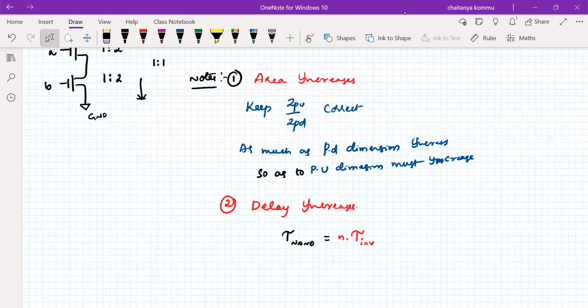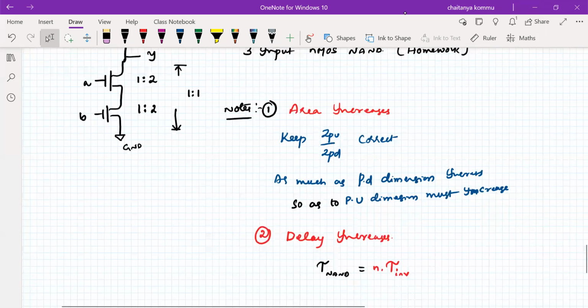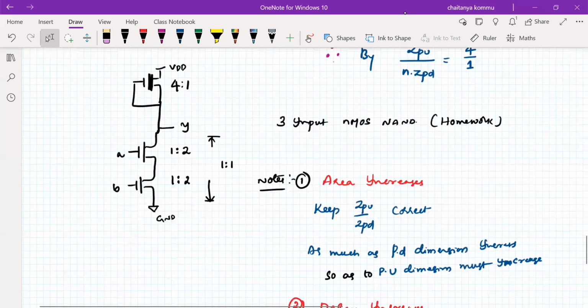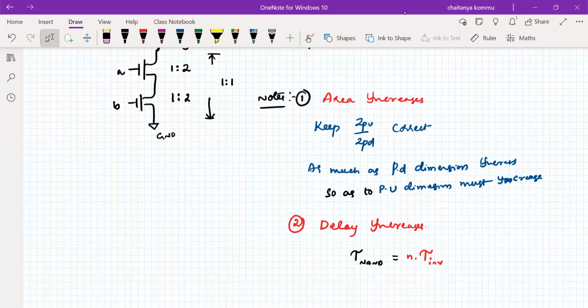This is because of the area required, since this completely depends upon the pull-up network area. Therefore, both the pull-up network and pull-down network areas increase, and automatically power as well, area as well as delay will increase. That's what we should remember. Is it clear to all of you? These 2 points we have to remember about the NAND gate.